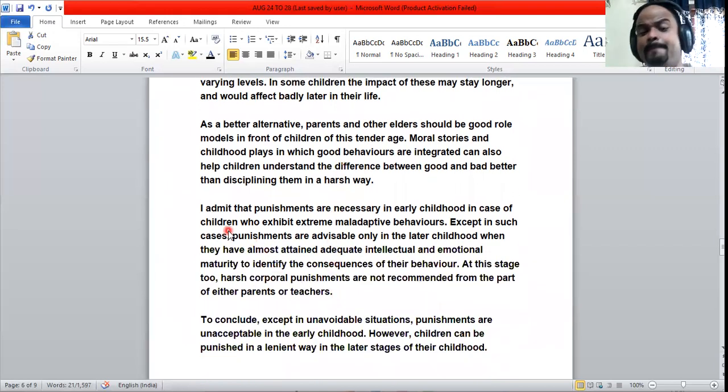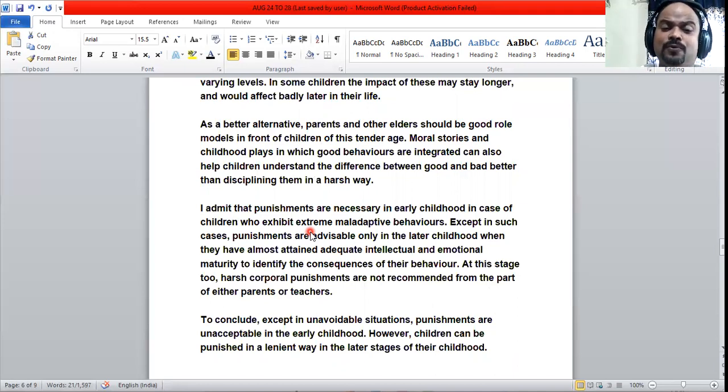But I have to say, punishments are necessary in early childhood in case of children who exhibit extreme maladaptive behaviors. We can see children exhibiting extreme maladaptive behaviors. In such cases, I recommend punishments. It becomes necessary for those children who find themselves in these problems, that is, extreme maladaptive behaviors. In such cases, you can give punishments.